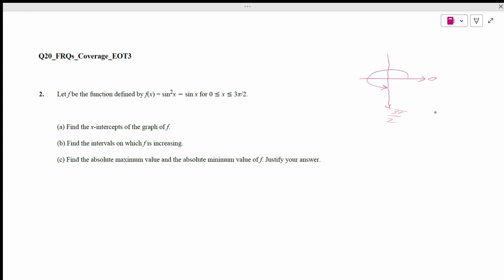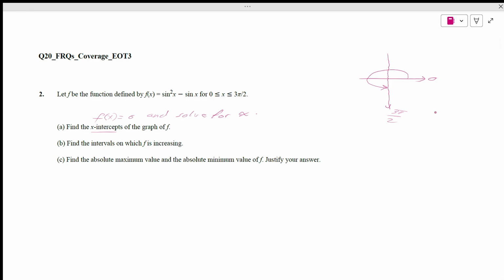Part A says find the x-intercepts of the graph of f. Part B, find the intervals in which f is increasing. Part C, find the absolute maximum and minimum value of f. So starting with part A, find the x-intercept. The x-intercepts are the zeros or the roots of the function. So you have to set f of x equal to 0 and solve for x. So this is how you find the x-intercepts.